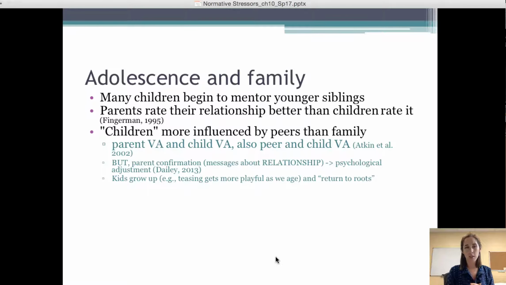Parent confirmation, so messages about the relationship itself, improve the psychological adjustment of adolescents. So it just demonstrates that parents are still important.